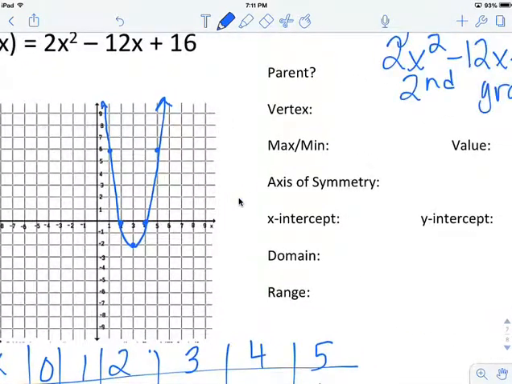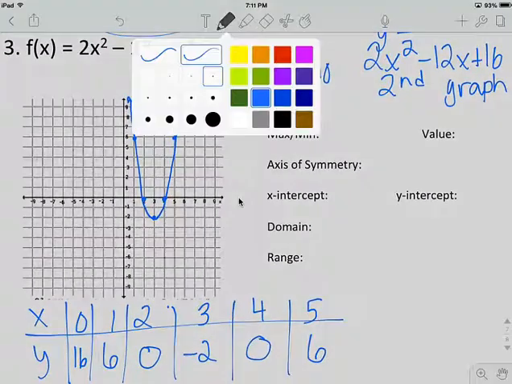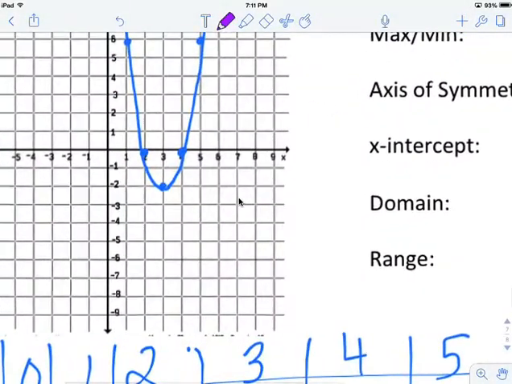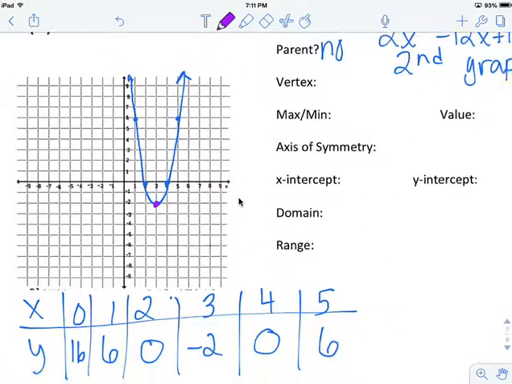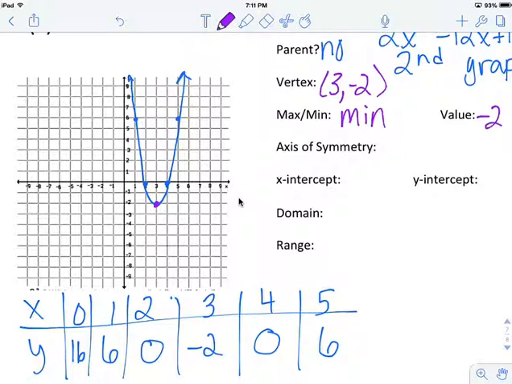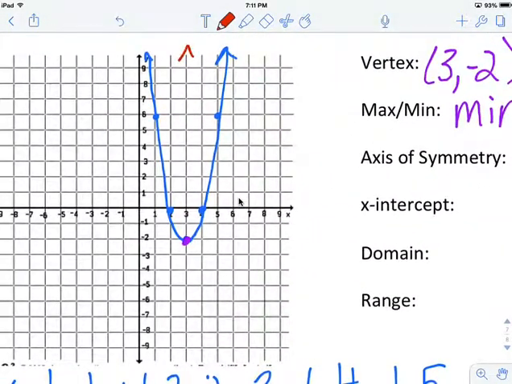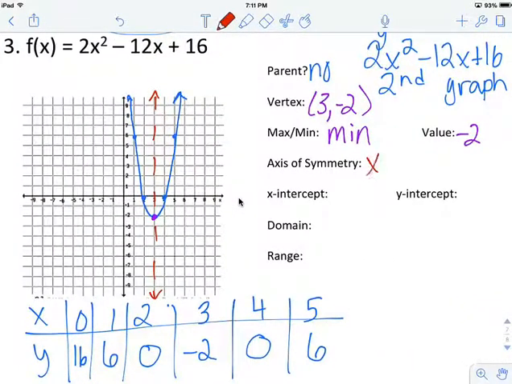Okay, so this is not the parent function. The vertex is this point right here, which is 3, -2. This is a minimum because it's going up. The minimum value is -2. Our axis of symmetry is the line that cuts it right in half. So my axis of symmetry is at x equals 3.